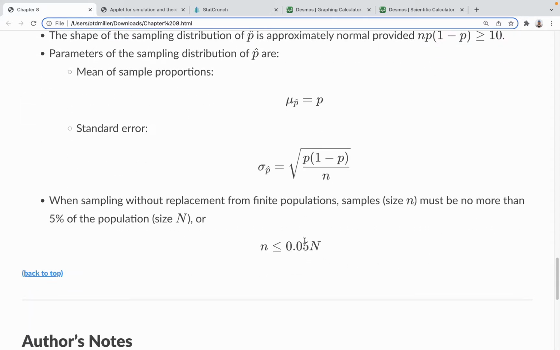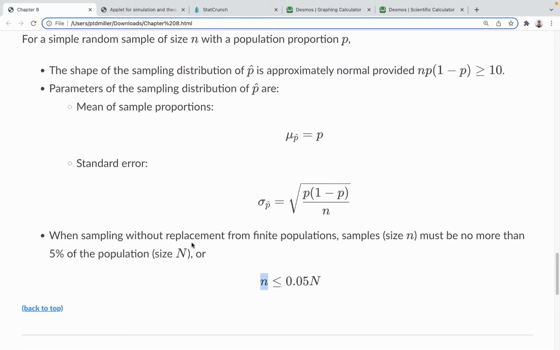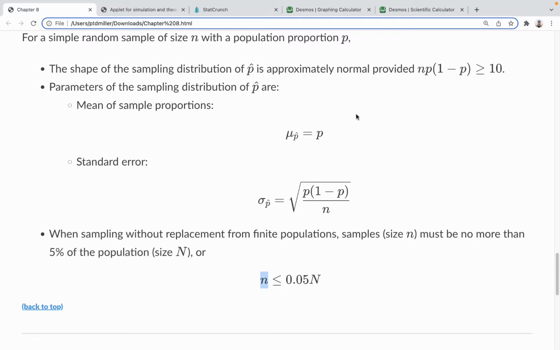And one other note, if you have a finite population, for example, if you're looking at voters, you always want to make sure you're not sampling more than 5% of the population, because then you'll actually start to change your probabilities, kind of like if you're drawing cards from a deck without putting them back. So that's something you might have to check as well. Mine is a dice roll. It's not a finite population, so I don't need to worry about it.